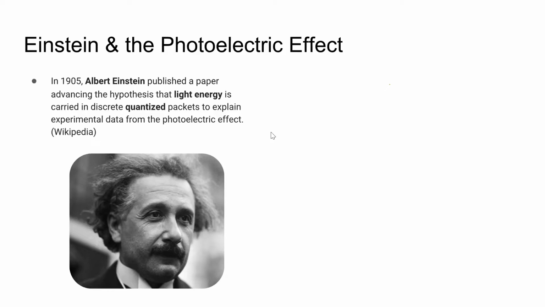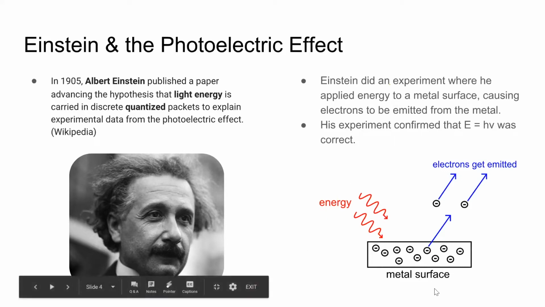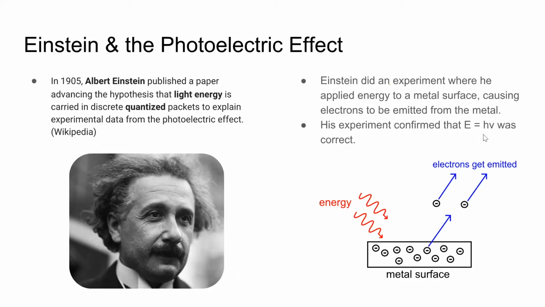It basically just means that he did this experiment that confirms how light energy is carried in discrete quantized energy packets to explain experimental data from the photoelectric effect. And this basically means that Einstein did an experiment where he applied energy to a metal surface, so right here. And when he applied energy, this caused electrons to be emitted from the metal. His experiment basically confirms that the equation E equals hν was correct. So joules equals Planck's constant times frequency.